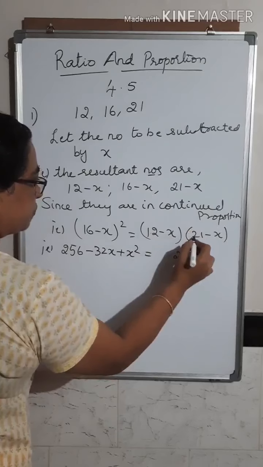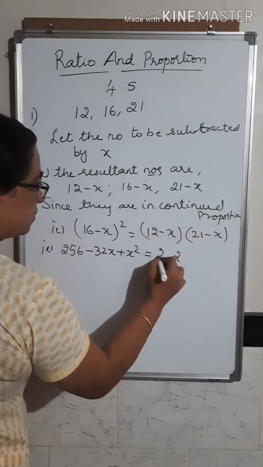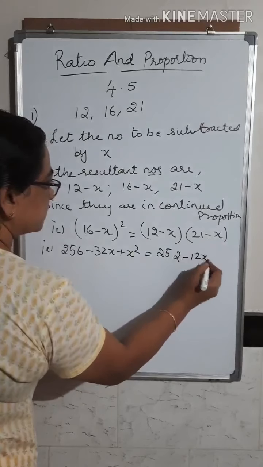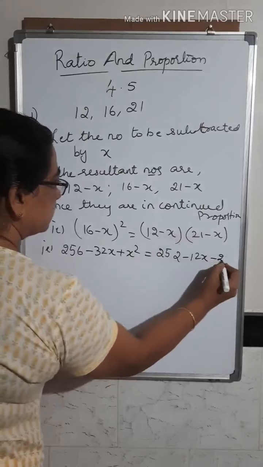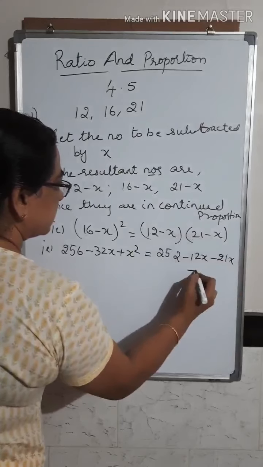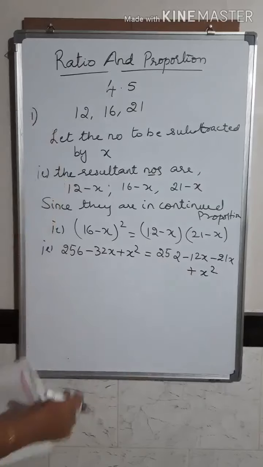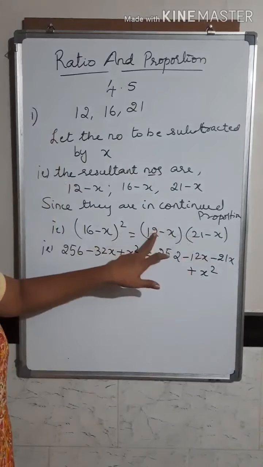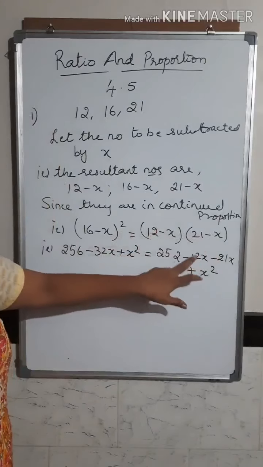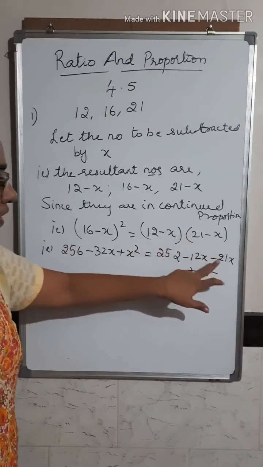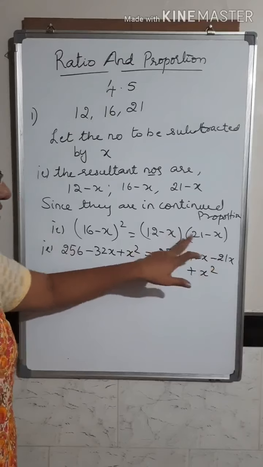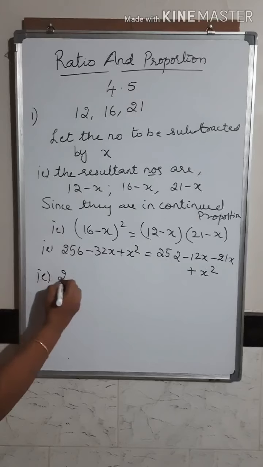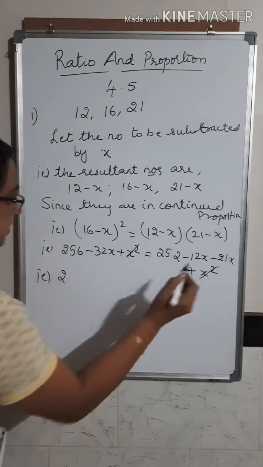12 twos are 24. 24 plus 1, 25. Then minus 12x, minus 21x, plus x square. First I have multiplied 12 into 21, 252. 12 into x, minus 12x; minus x into 21, minus 21x; minus x into minus x is plus x square. So you get this as plus x square on both the sides, which get cancelled.